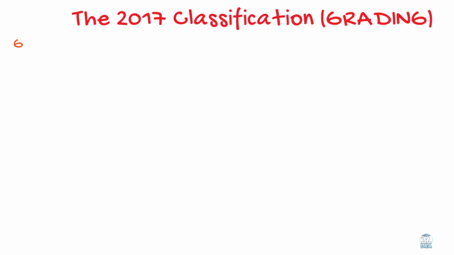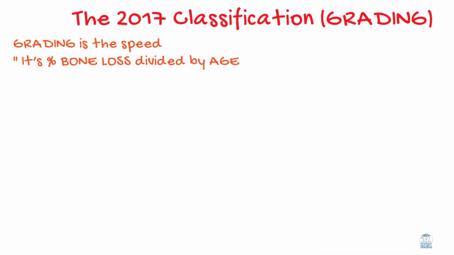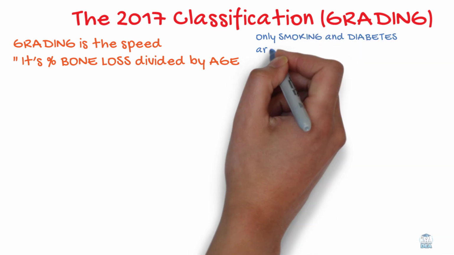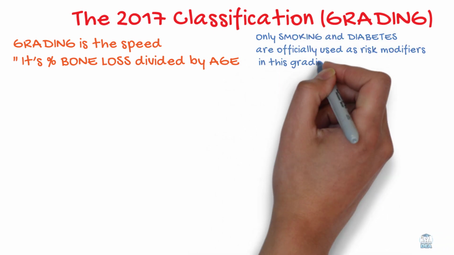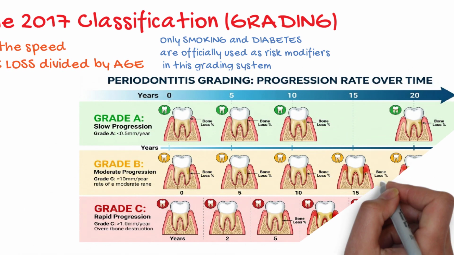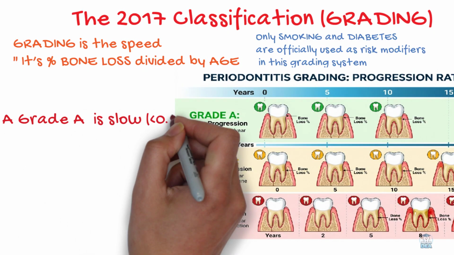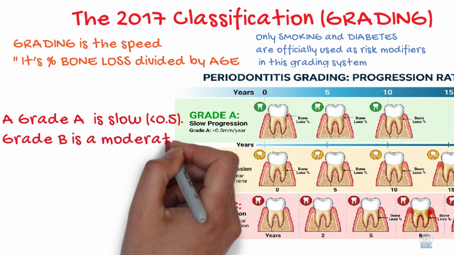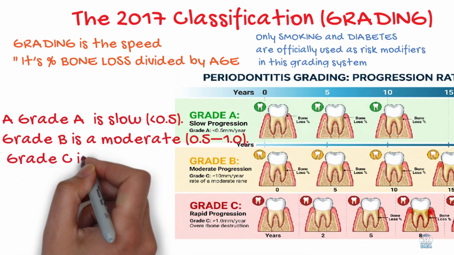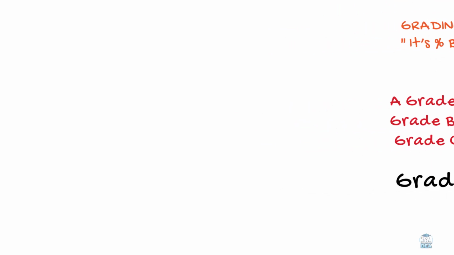Grading. Grading is the speed of the biological car. It's percentage bone loss divided by age. Exam trap. Only smoking and diabetes are officially used as risk modifiers in this grading system. Recall our building fire. A grade A fire is slow, less than 0.5. Grade B is a moderate house fire, 0.5 to 1.0. Grade C is a total inferno, greater than 1.0, moving at lightning speed. Grade equals speed.